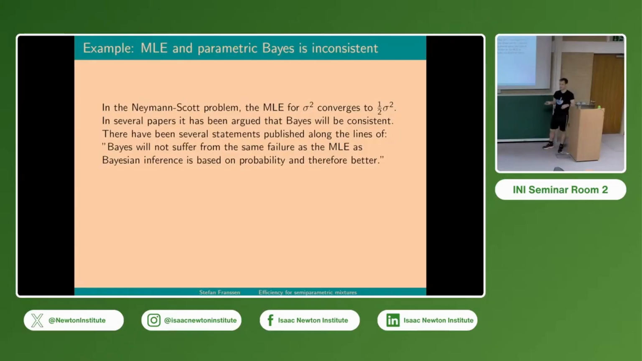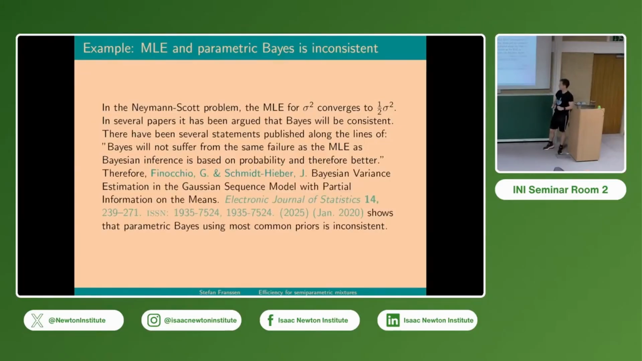They have 0 issues, because then comes some statement along the lines of: Bayes will not suffer from the same failure as the maximum likelihood estimator, as Bayesian inference is based on probability theory and not statistics, and therefore better.